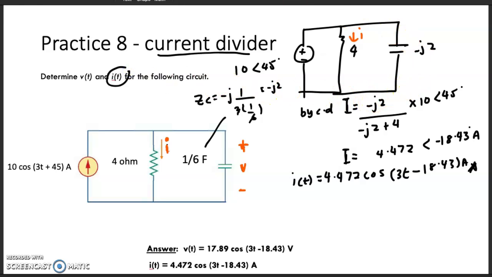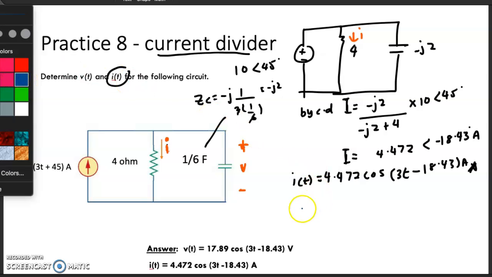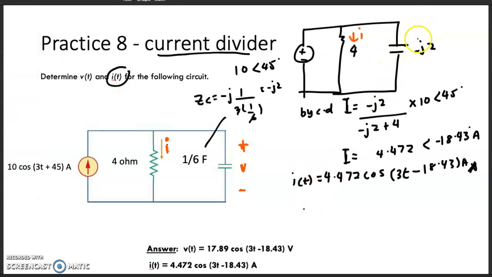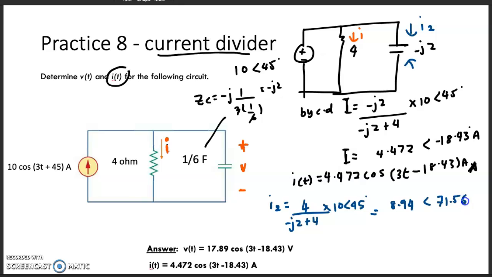What is VT? So let's say the VT here is the voltage across the capacitor. So first we need to find the current across the capacitor. So again, by using the current divider, what is the current? 4 divided by minus J2 plus 4 multiplied by 10 angle 45. And then you can get here 8.94 angle 71.56 ampere.